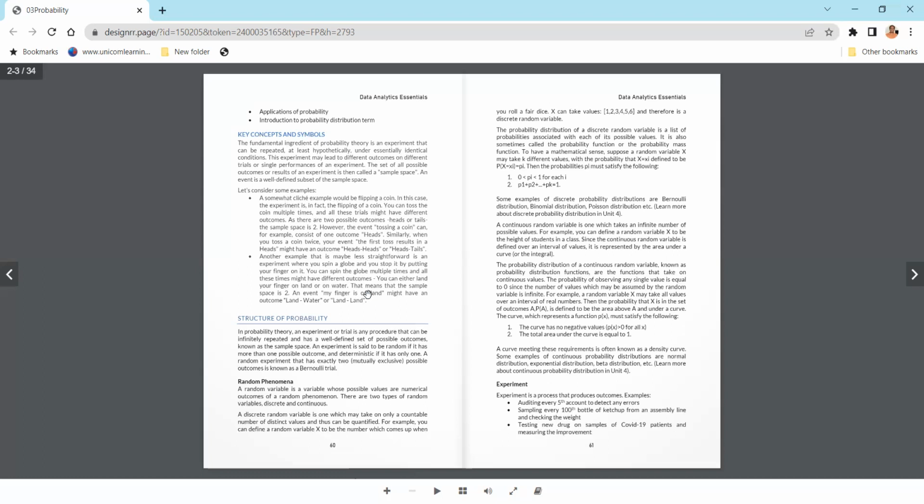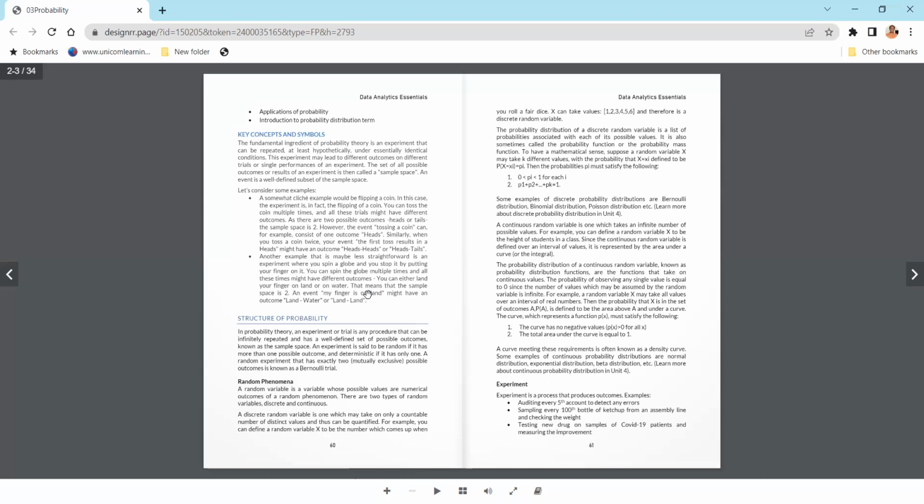What is the probability of getting head or tail when I toss a coin? Getting head or tail means I'm interested in both. You give me either this or that, I'm okay with both. So your numerator is also 2, and the denominator is also 2. So it is 2 by 2, which is 1.